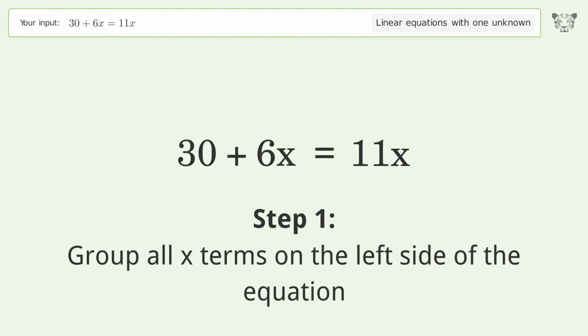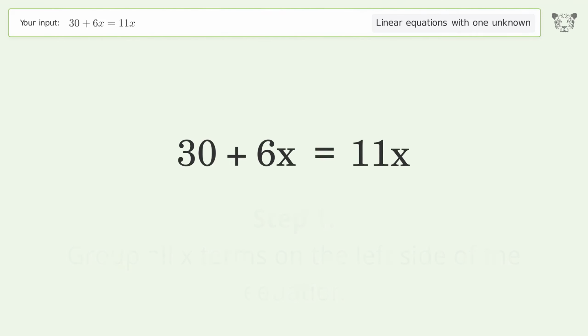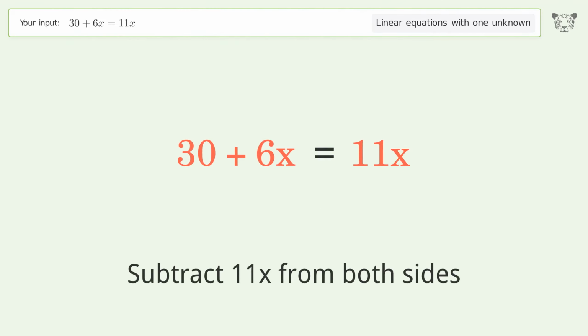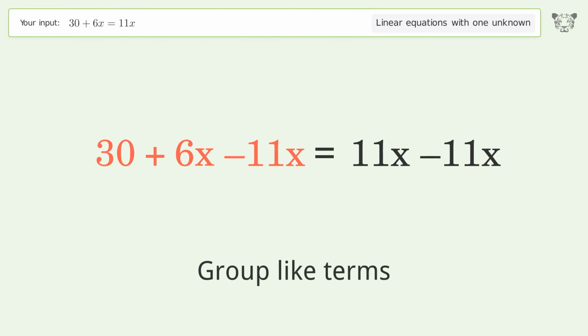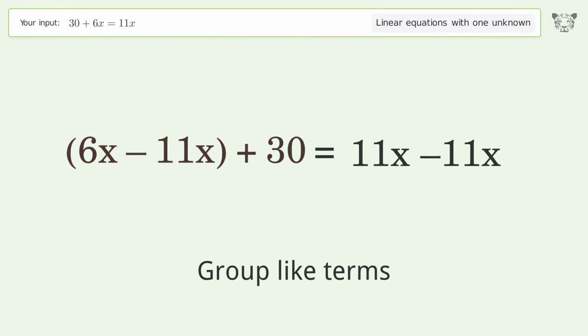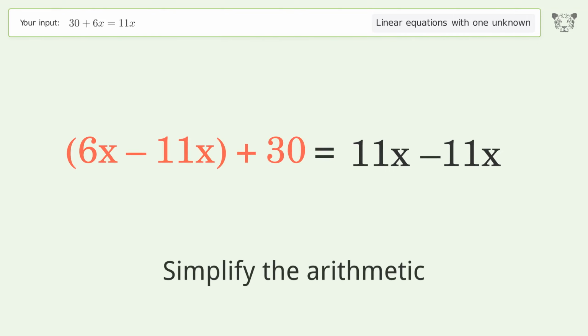Group all x terms on the left side of the equation. Subtract 11x from both sides. Group like terms. Simplify the arithmetic.